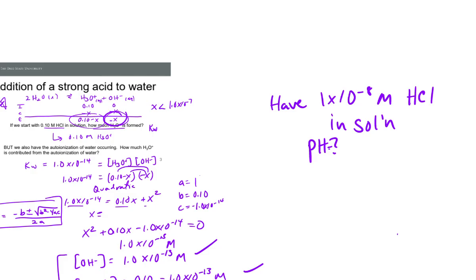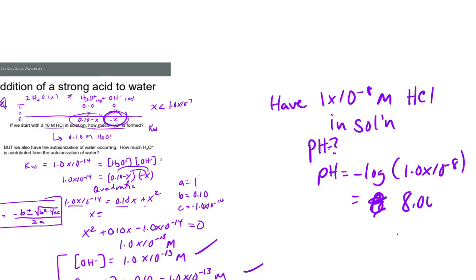Please yell out the wrong answer. Yeah, Garrett? You get an 8. Thank you. If we did pH equals minus the log of 1 times 10 to the minus 8, it says that the pH is 8. We'll put an exclamation point there, okay? But we've added HCl to solution, right?